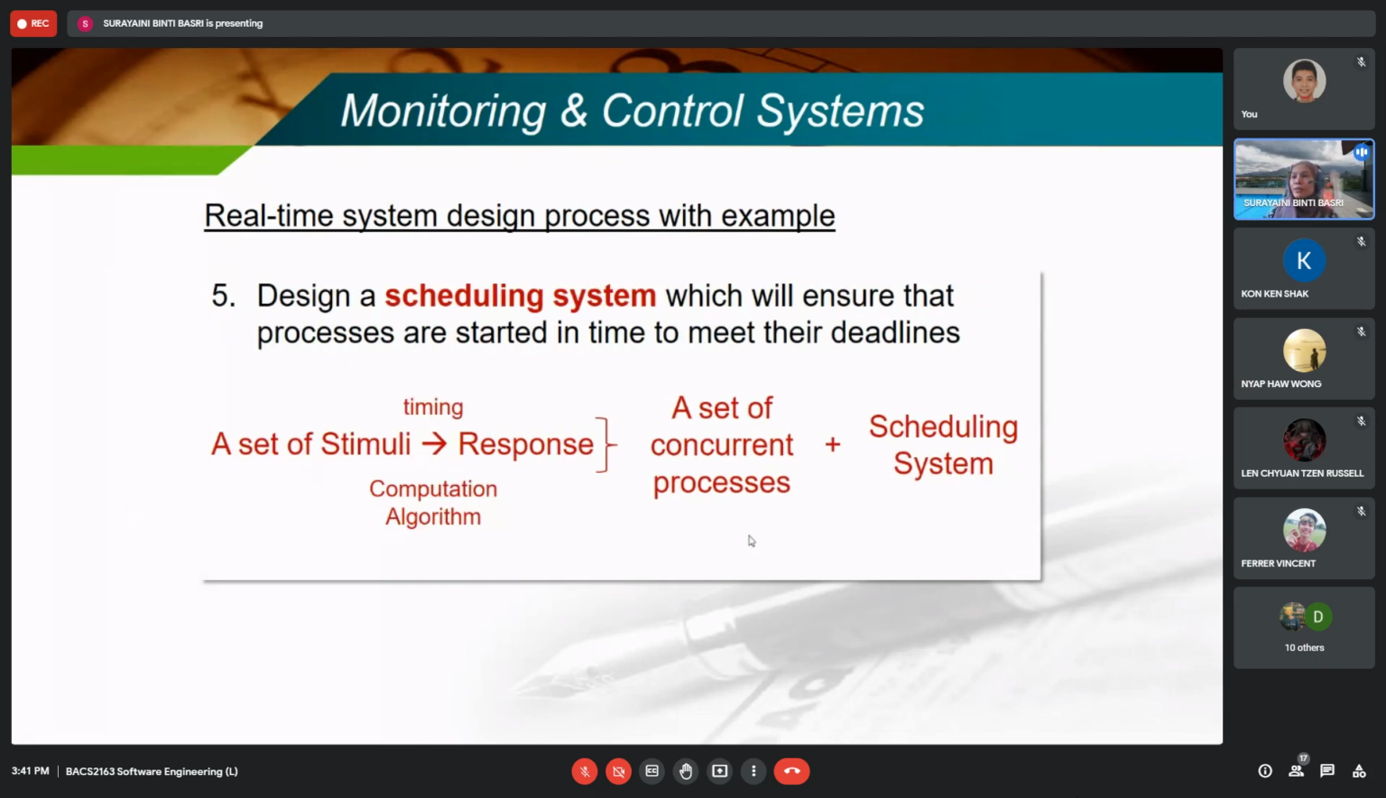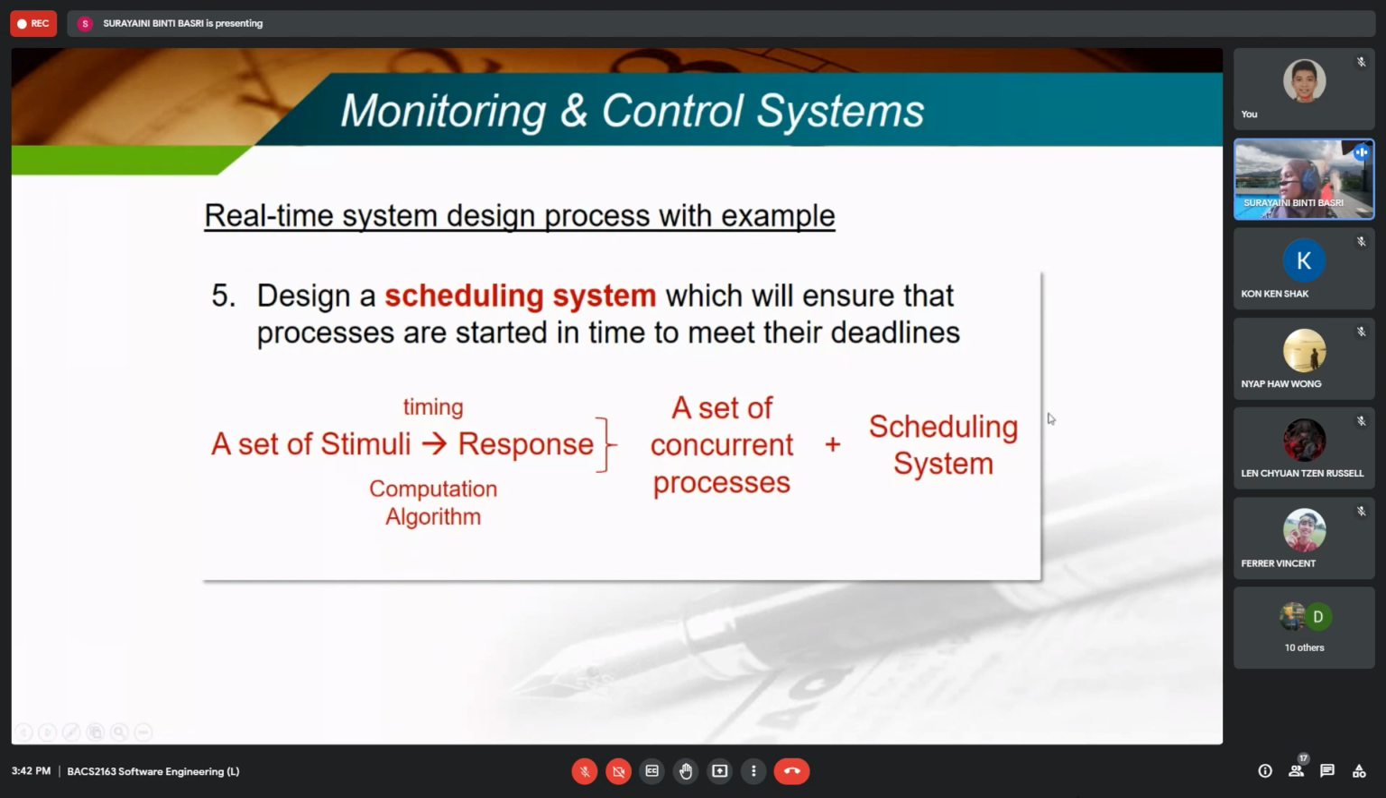Okay, so after that, the fifth stage in the real-time design is to schedule the system, which will ensure that the processes are started in time to meet their deadlines. So we need to schedule a set of stimuli and responses, not individual stimuli. Okay, so each set of the stimuli and the response, together with the timing we already set, plus the concurrent processes that will need to be processed together, and then plus the scheduling system.